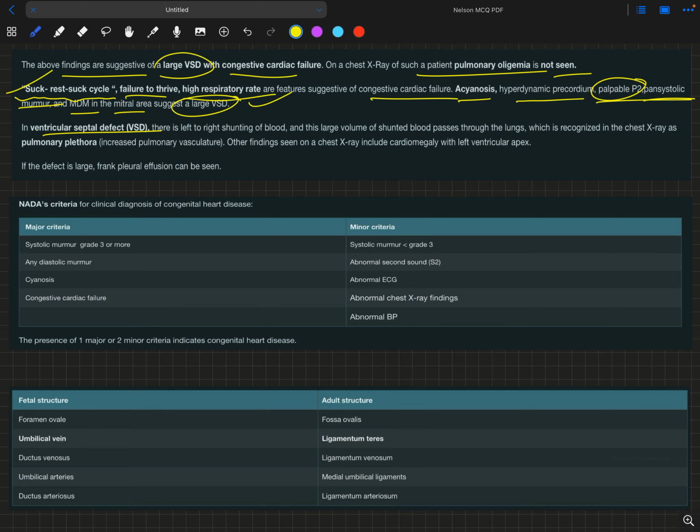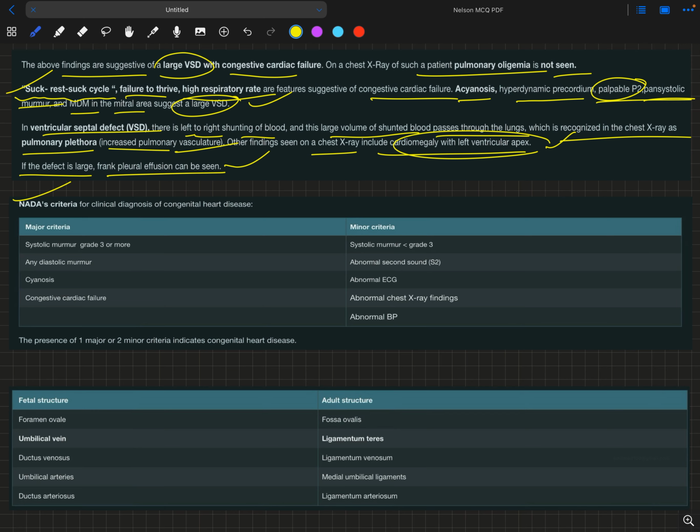In ventricular septal defect, there is left to right shunting of blood, and this large volume of shunted blood passes through the lungs, which is recognized on chest X-ray as pulmonary plethora. There will be congestion and development of infections also. Increased pulmonary vascularization. Other chest X-ray findings include cardiomegaly with an uplifted left ventricular apex. The cardiothoracic ratio will be increased. If the defect is large, pleural effusion can be seen.